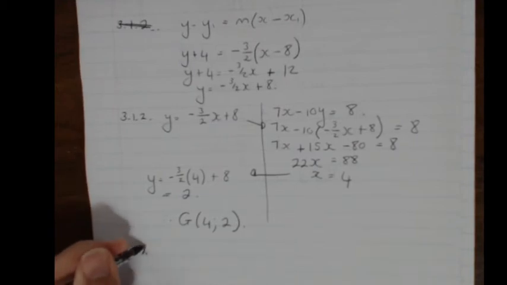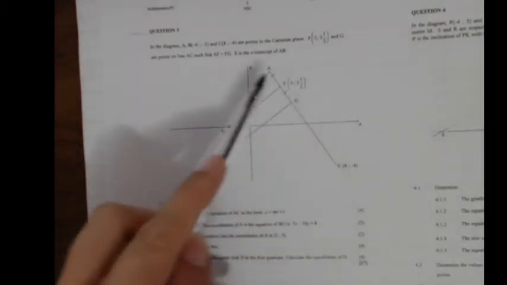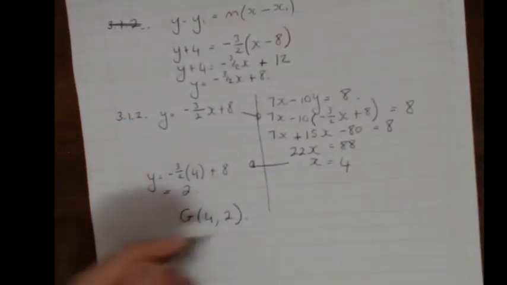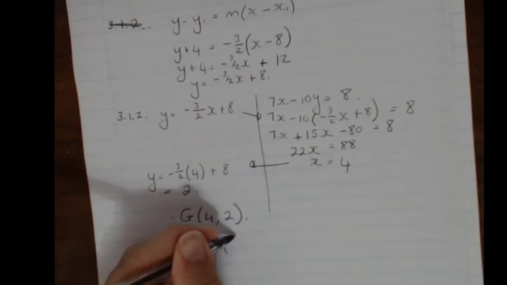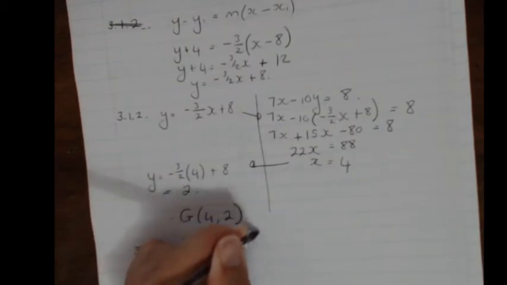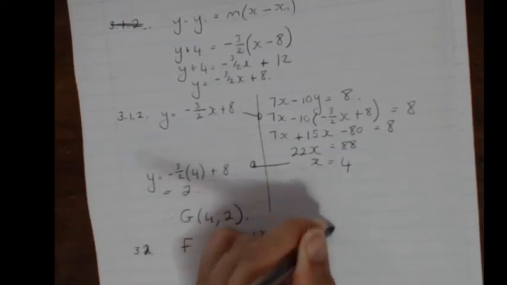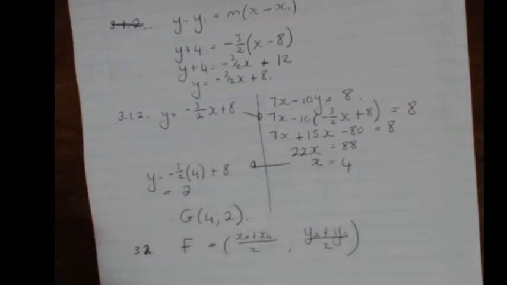3.2 says, now show by calculation that the coordinates of A is going to be 2, 5. Now, I have the coordinates of G. I know that this is the midpoint, so I'm just going to use the midpoint formula to calculate that missing value A. So, F is the midpoint of AG. So, XA plus XG over 2, YA plus YG over 2. So the point F is given as 3, 3.5.